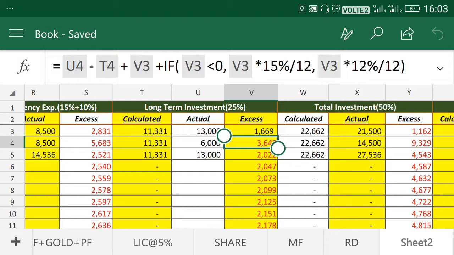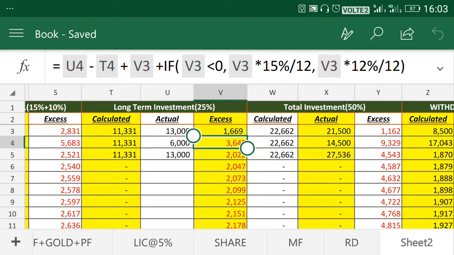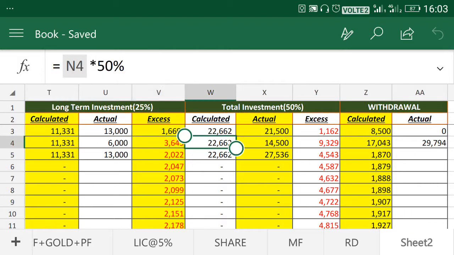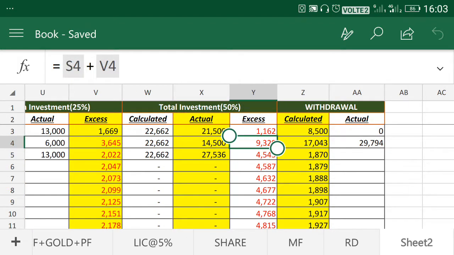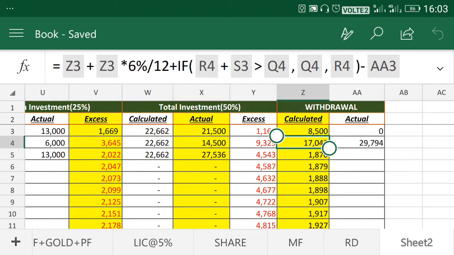So it is telling V3 into 15% by 12 if V3 is less than 0, if there is a shortfall, and V3 into 12% by 12 if V3 is greater than 0. That means if there is no shortfall. Okay, this formula you can note down. So your calculated investment would have been 22,622 this month, but it is actually 14,500, and the overall excess here, it is shortfall, it is 9,329 rupees.